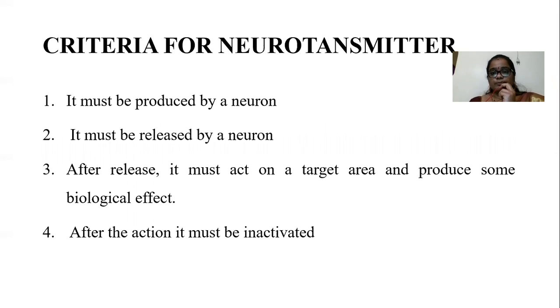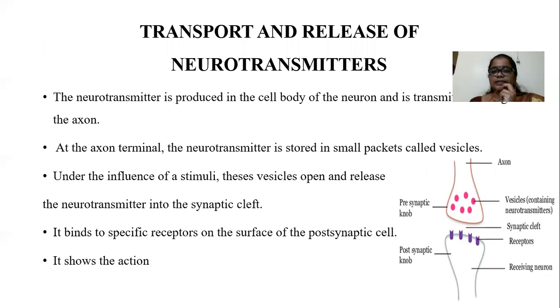Next, what are the main criteria of neurotransmitters? A neurotransmitter must be produced by a neuron and must be released by a neuron. After release, it must bind with the target area and produce a biological effect. After producing that biological response, the neurotransmitter must be inactivated. So there are four main criteria.